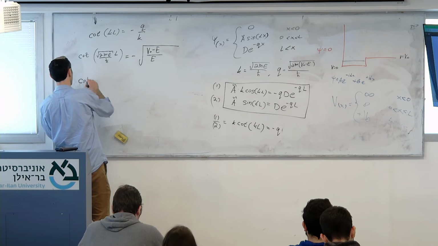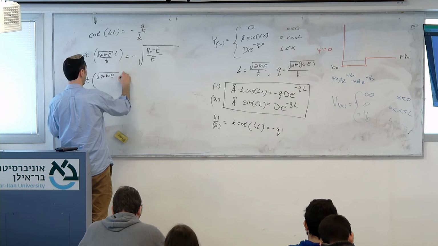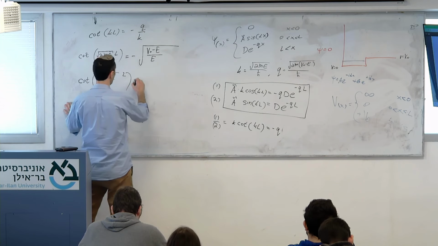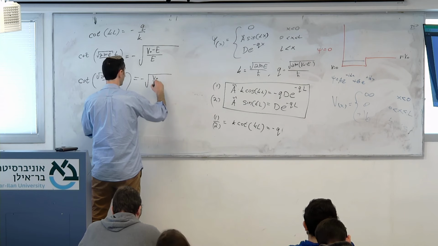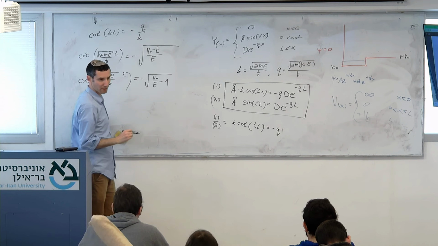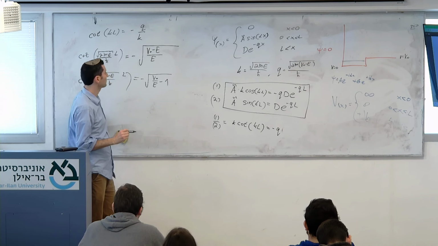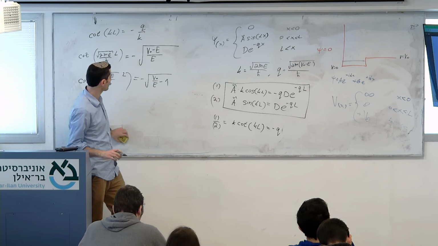Cotangents of square root of 2mE times L over h bar is equal to minus the square root of V naught divided by E minus 1. Am I correct? I'm afraid I did a mistake here. No, okay.